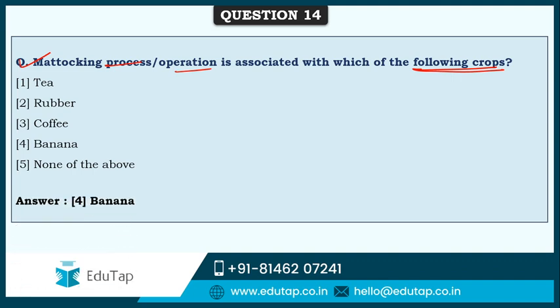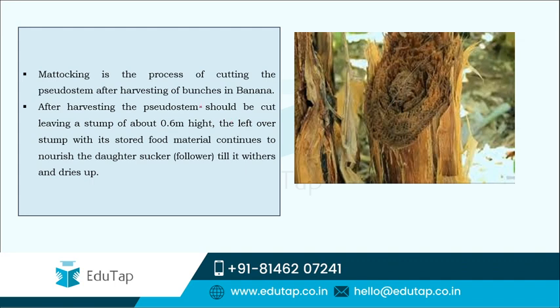So here, it is the process of cutting the pseudostem after the harvest of bunches in banana. The pseudostem is cut in such a way that at least a stump of 0.6 meters height is left, so that whatever stored food is in it can be provided to the suckers. After the harvest, these suckers can utilize this food and they can grow further.